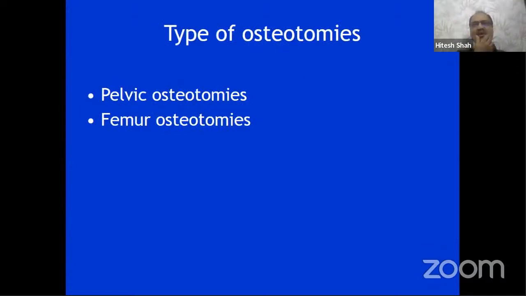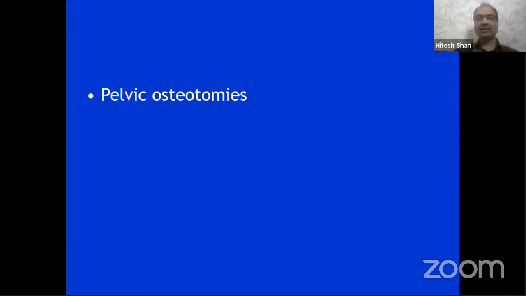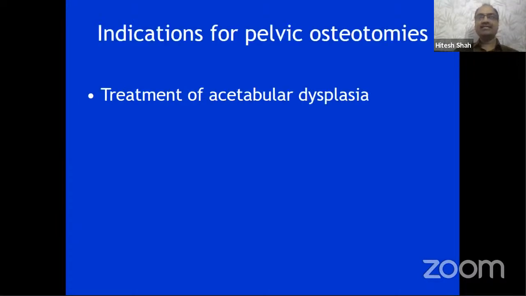So what are the types of osteotomy? Either pelvic osteotomy or femur osteotomy. The commonest is the pelvic osteotomy. And why would pelvic osteotomies be done? It is very common for acetabular dysplasia. So many times the topic would be asked as treatment of acetabular dysplasia. Sometimes it will be asked as treatment of hip dysplasia. Sometimes it will be asked as different types of pelvic osteotomy.